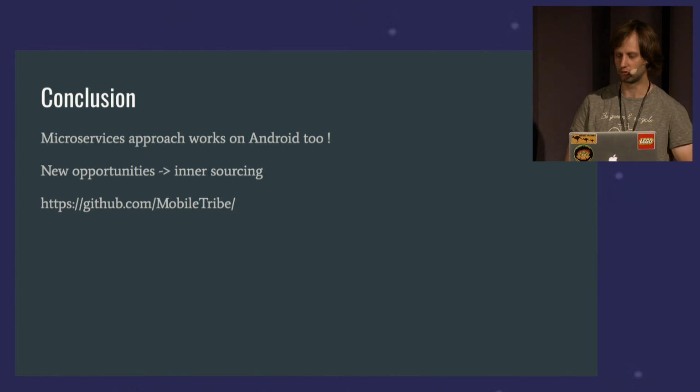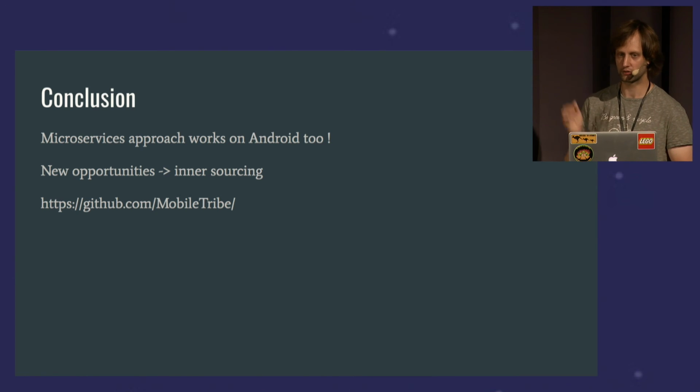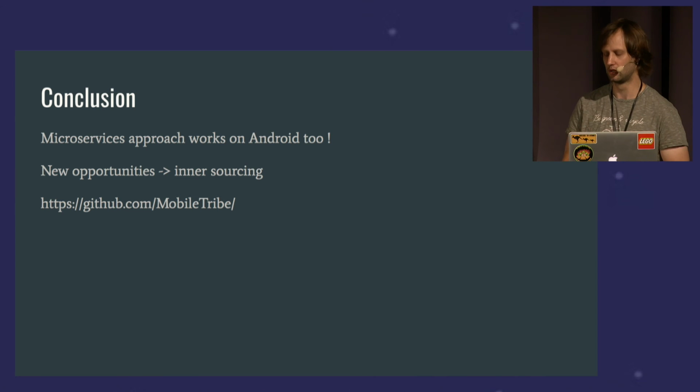Okay, so just to end this talk, we found that the microservices approach can work on Android too, and that's maybe where it was the most successful and the most interesting to do. It also gives us some new opportunities, like for example inner sourcing. Inner sourcing is like open source, but inside your company, because now with this service approach and widgets, it allows the other countries to develop applications and to integrate them with our already existing applications.